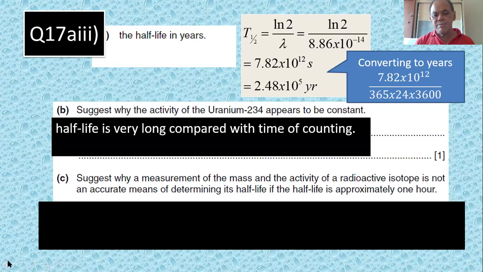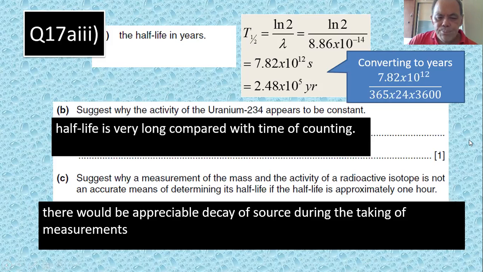Suggest why the measurement of mass and activity of a radioisotope is not an accurate means of determining the half-life if the half-life is approximately 1 hour. This is a short half-life. So during the time that we measure the half-life or the activity, the number will start decreasing. Not like a long half-life, which doesn't change a lot. It's almost always the same value. But not for 1 hour. It will start to decrease. Okay? There will be appreciable decay of the source during the taking of the measurement.